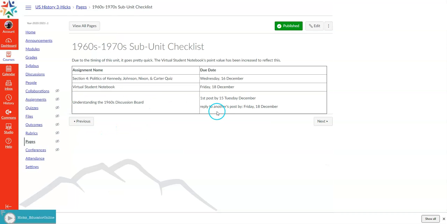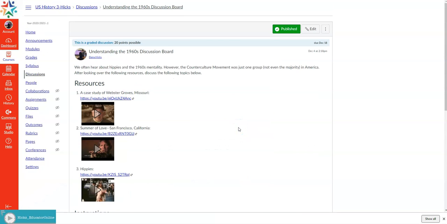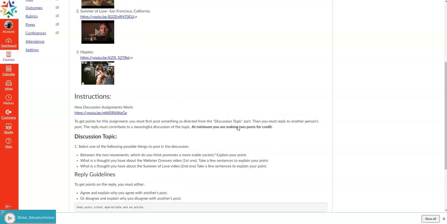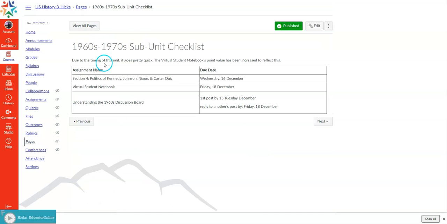The due dates for this are relatively simple. You need to have your first post in Tuesday, December 15th. And the reason for this is it'll take some time for you to go through, pick someone else's post, and, well, reply to it. And then by the Friday, please have replied to someone else's post. If you want, you can follow the conversation and reply more than once, but you are required to do at least 2 posts.